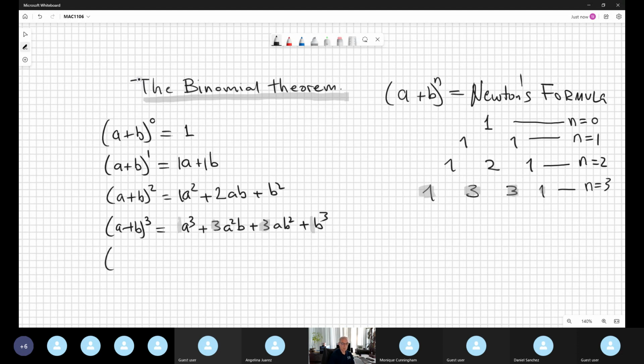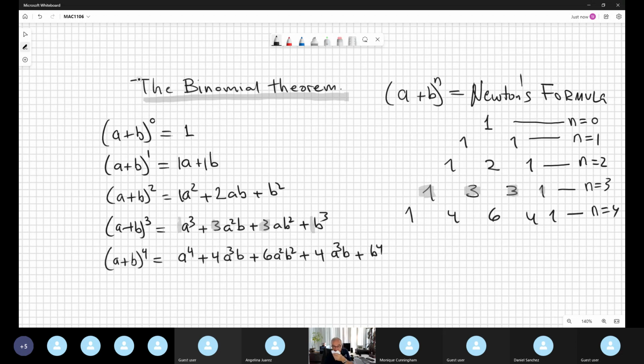Newton said, what happens with a plus b to the 4 power? It's a to the 4th plus 4 a cubed b plus 6 a squared b squared plus 4 a b cubed plus b to the 4th power. The coefficients are 1, 4, 6, 4, 1, and this is for n equal 4. Wow! And look at the pattern that Newton discovered.